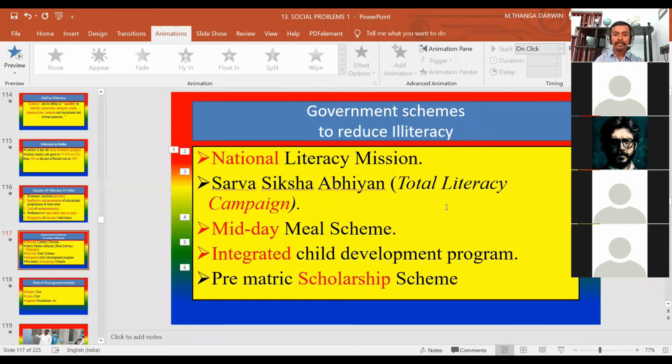First, National Literacy Mission. Second, Total Literacy Campaign. Then Midday Meal Program to prevent dropout. Then Integrated Child Development Program. Then Pre-Matric Scholarship Schemes, scholarships for poor people and lower sections of the population to improve literacy.